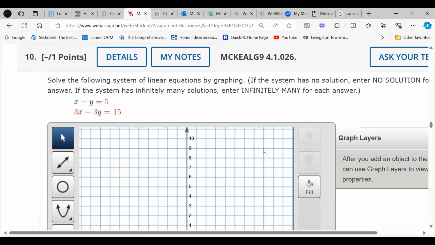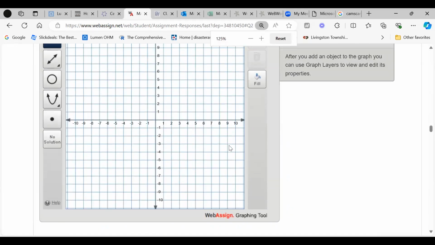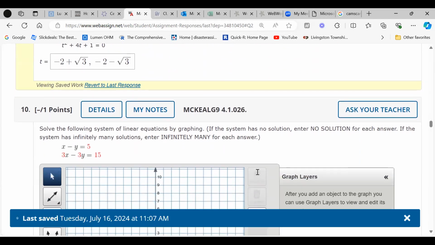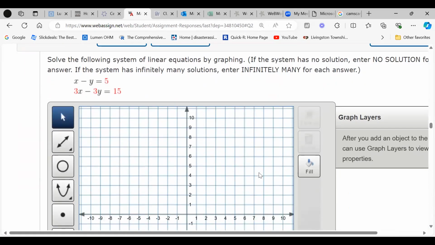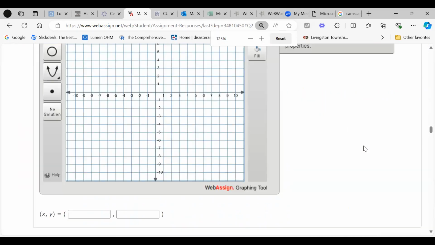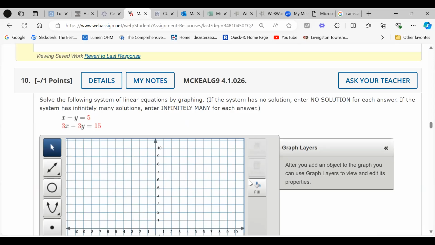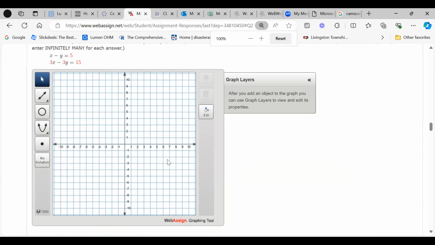Okay, and then let's look at question 10. We will solve the system of linear equations by graphing. That means we need to graph the first equation and the second equation. I'd like to try, you know what, let's go over that together. First, let's get those two equations, and then come back here. Let me get the entire screen so I can show you that. Or maybe a screenshot.